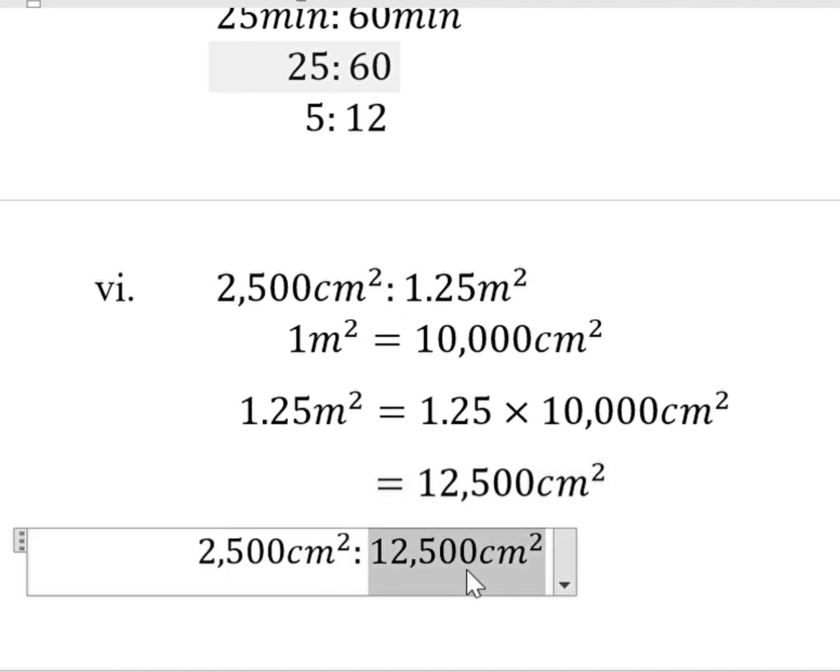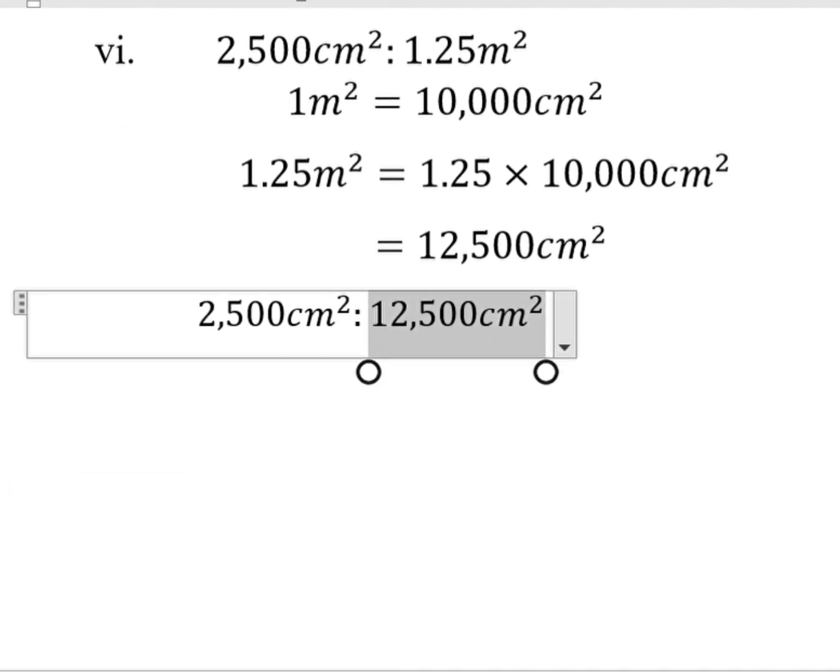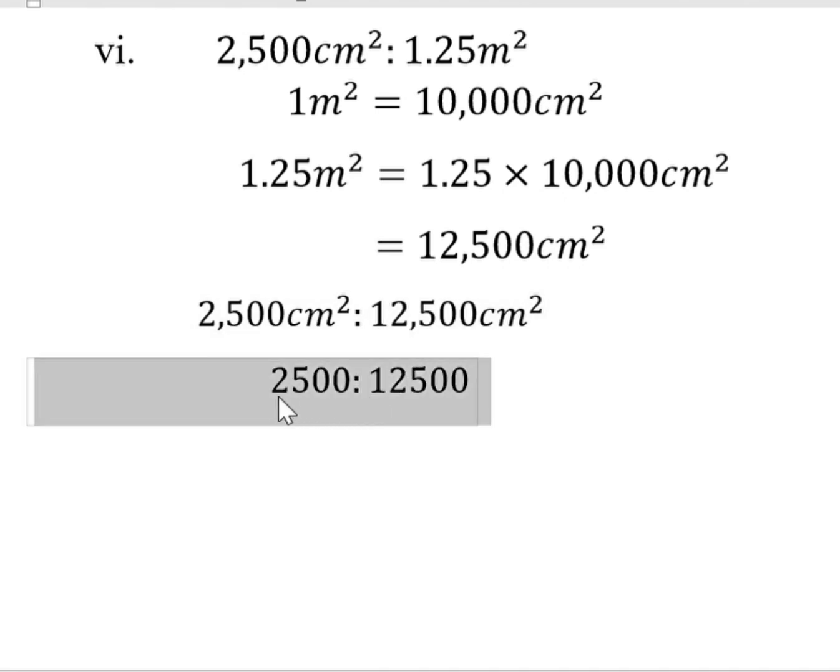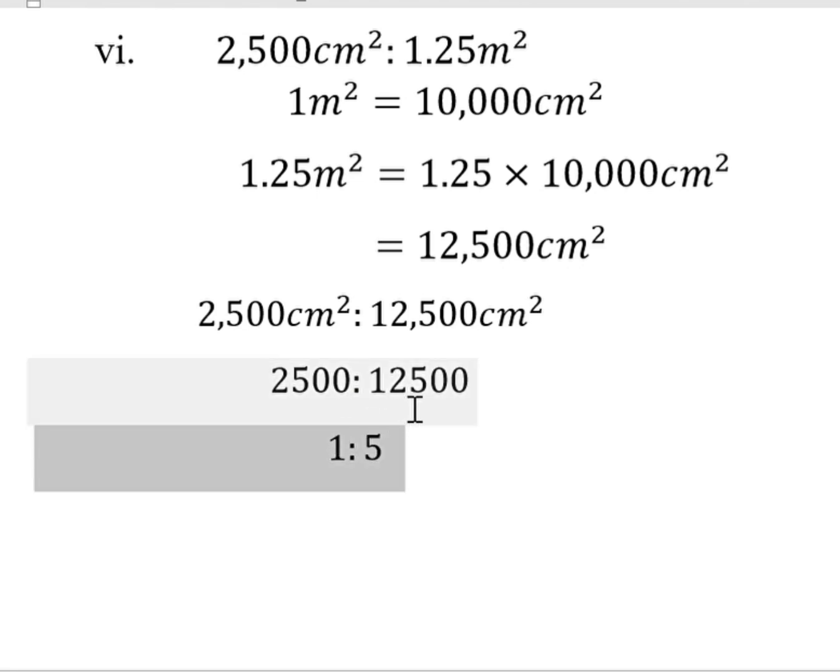Now you notice the units are the same, and therefore we can now ignore the units and concentrate on the ratios themselves as 2,500 to ratio 12,500. Then you realize 2,500 can divide both sides. So when you divide this one by 2,500, you get here 1 ratio. This one gives you 5. That is the least form.